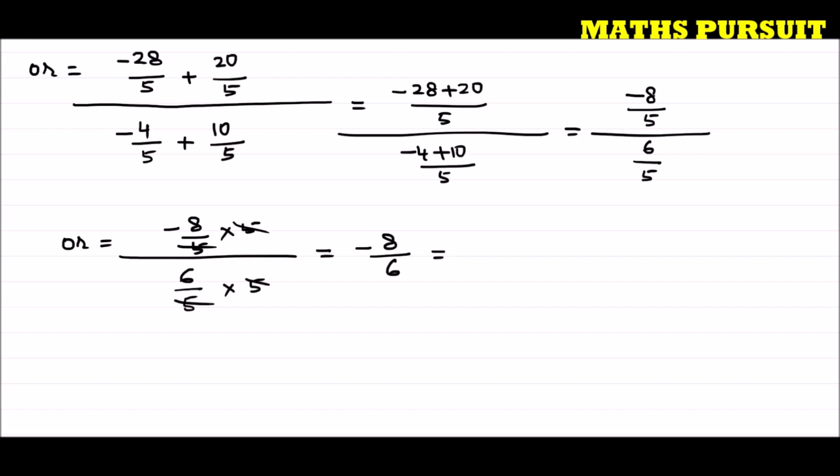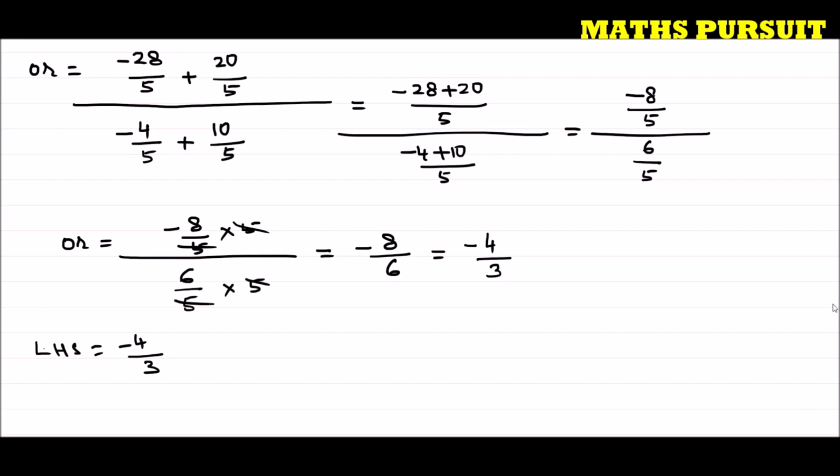That is equal to, 2 fours are 8, 2 threes are 6, so I can write minus 4 upon 3. So what we got is: left hand side is equal to minus 4 upon 3.